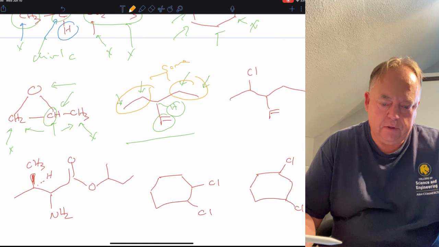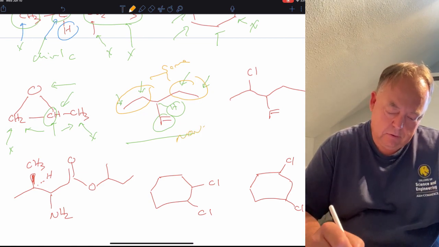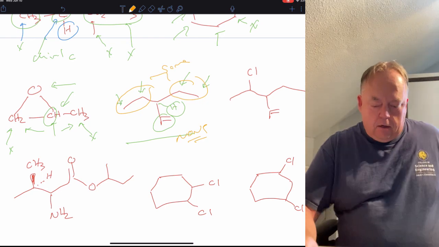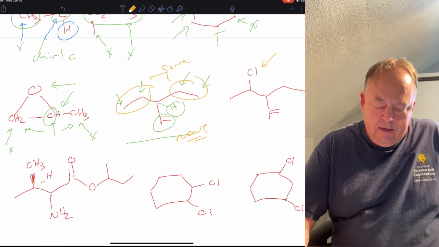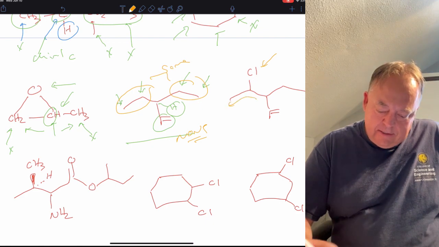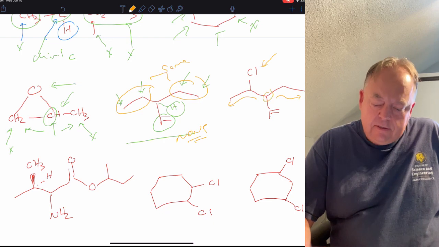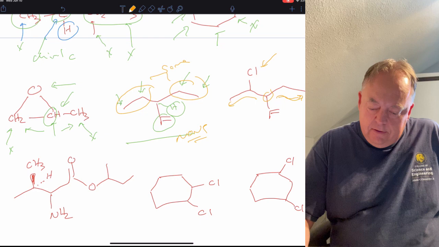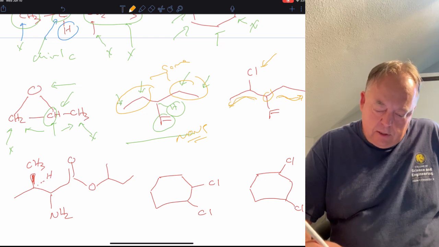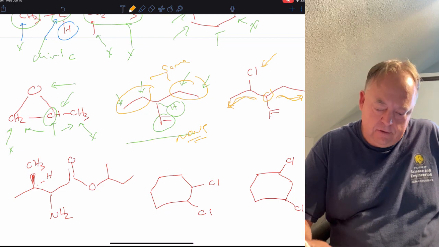It's got 2 alpha groups attached, so it doesn't have 4 different things, so no chiral carbons in this molecule. So if we took the same molecule and we attached a chlorine here instead, then now this way is different than this way. So now that carbon is chiral because it's got a fluorine and a hydrogen, and going towards the right, it's got an ethyl group, and going towards the left, it's got an ethyl group that's got a chlorine on it. That's different, so that's 4 different things.